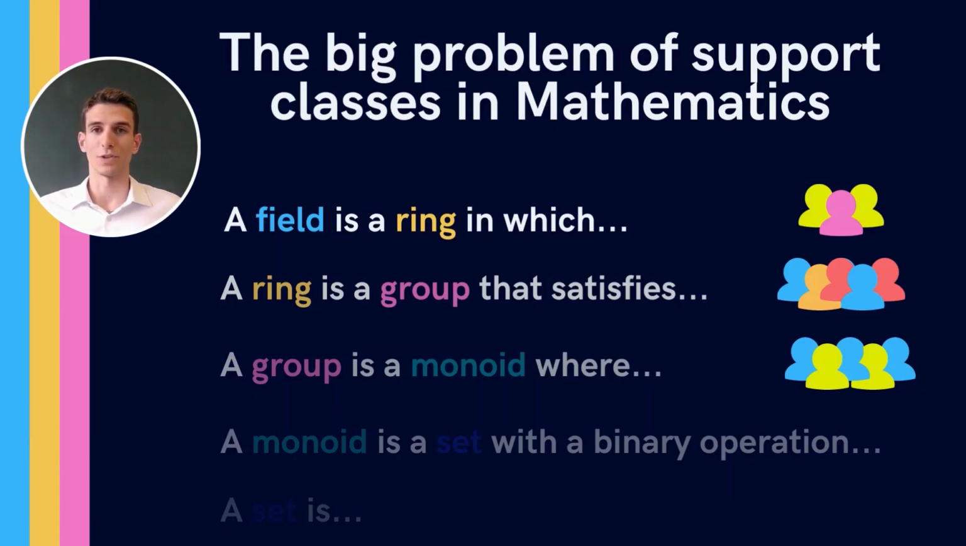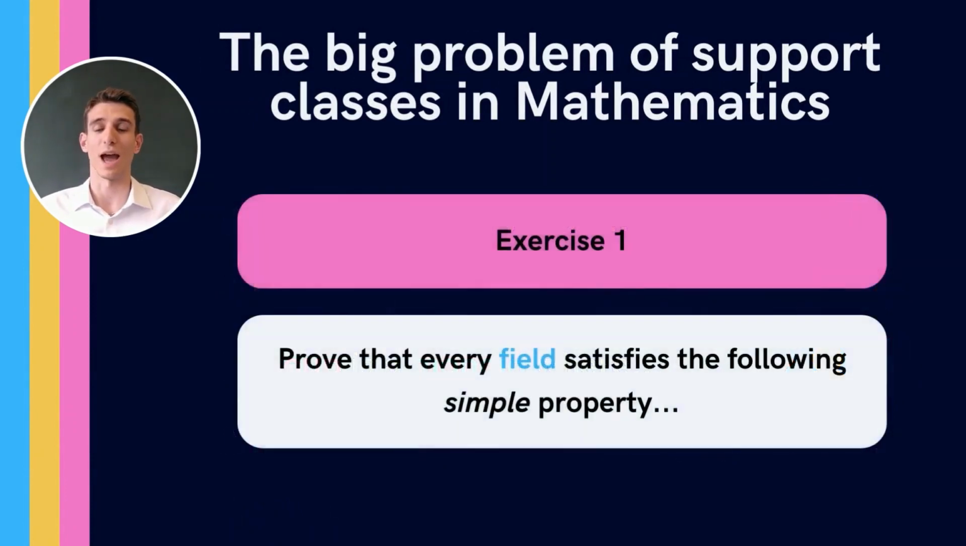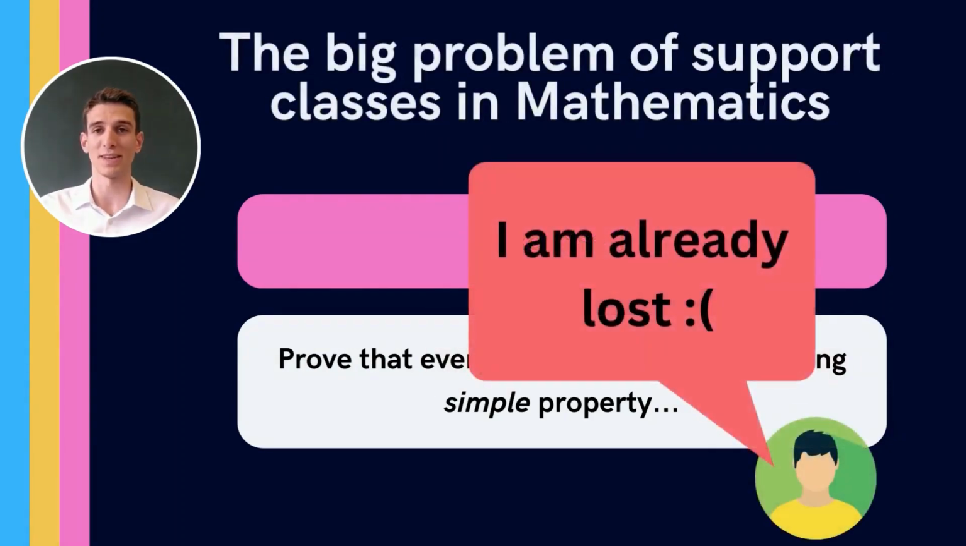So when I go to one of my lectures or my support classes and I have to solve this exercise that says prove that every field satisfies the following simple property, by starting with that, I might have already lost half of the class because half of the class don't remember what this object that we have to work on is.